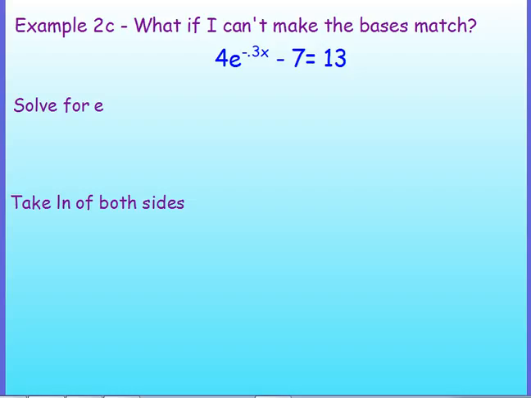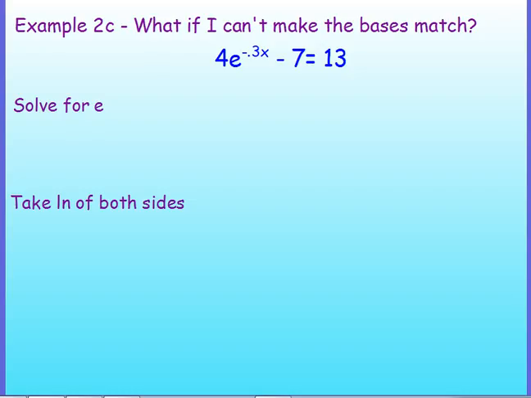Okay, so I have 4e^(-0.3x) - 7 = 13. First of all, I threw an e in there. Is that another variable, by the way? No, it's a number. So don't think that you're going to solve for e. I never want to see e equals anything because I already know what e is. It's a number.